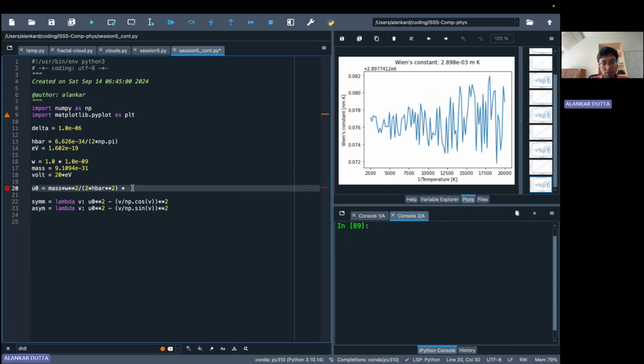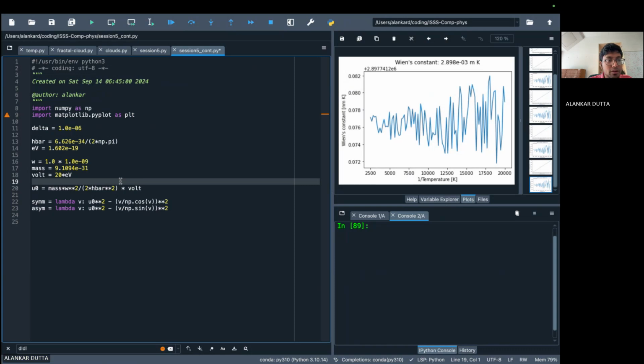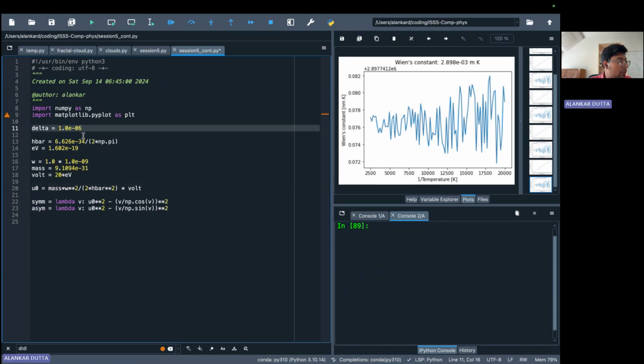So 20 electron volts is the potential. Sorry, is the depth of the potential well. Okay. And we want an accuracy of 10 to the power of minus 3 in electron volts.